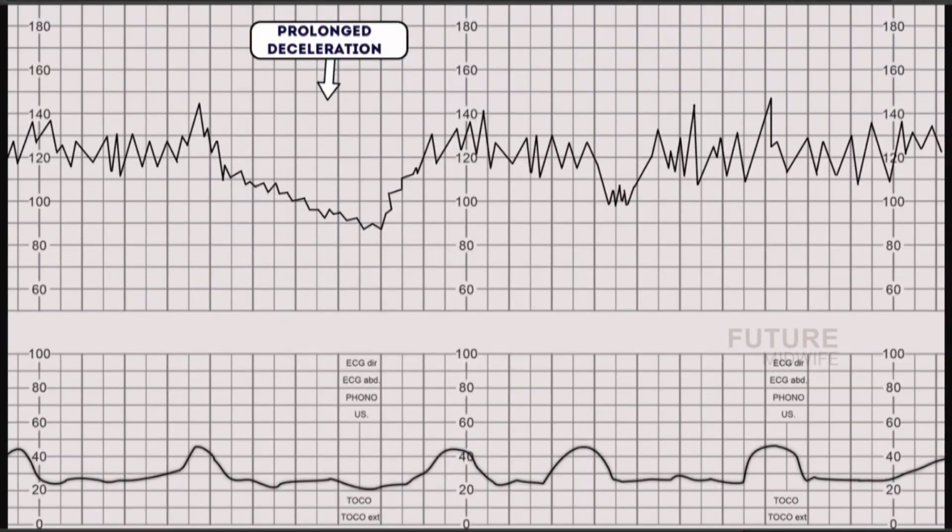Here we'll see about prolonged deceleration. A deceleration that lasts more than 2 minutes is called prolonged deceleration. If it lasts between 2 to 3 minutes, it is classed as non-reassuring. If it lasts longer than 3 minutes, it is immediately classed as abnormal. So immediate action should be taken. That means we need fetal blood sampling and an emergency C-section should be performed.